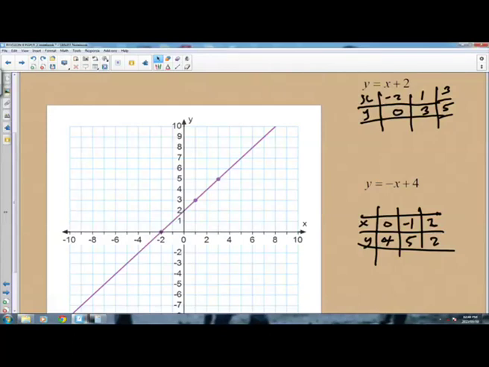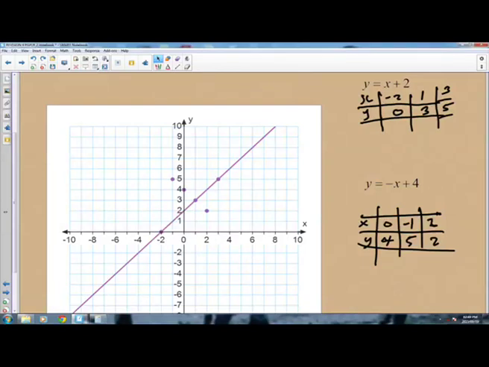This is the point (0, 4). And then the next point is (-1, 5). (-1, 5) is the point here. And then we got the point (2, 2). (2, 2) is the point here. This is what you have.